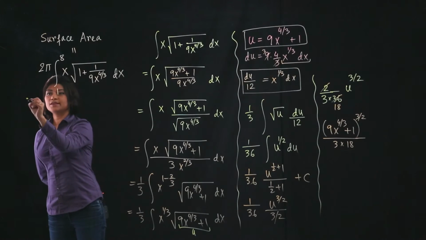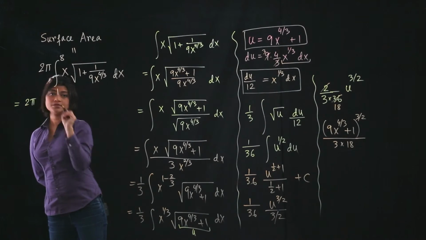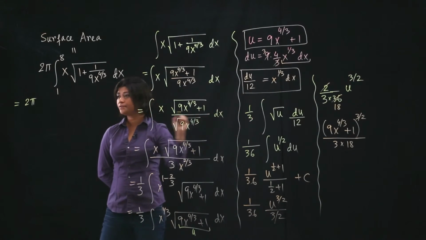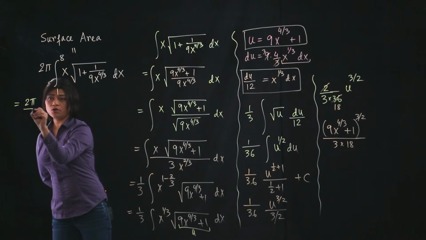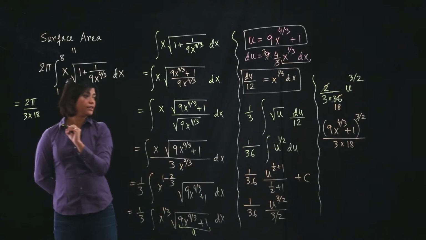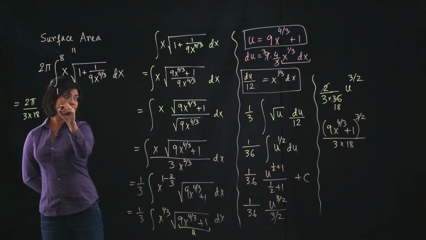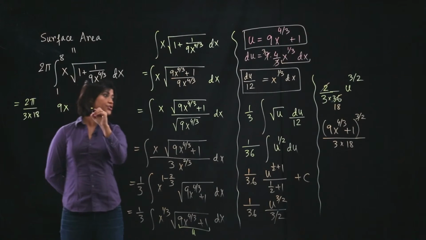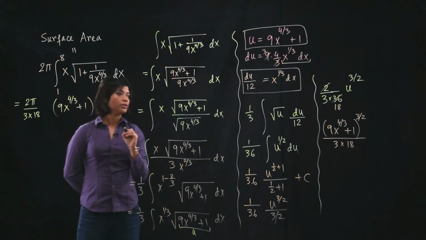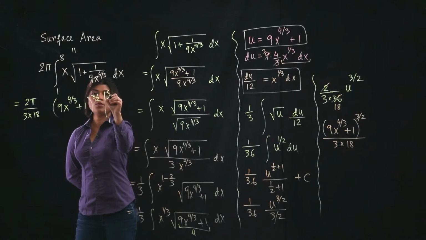All right, so let's come back here. This is our definite integral, remember, and we have a 2 pi as a constant. Okay, and let's see, antiderivative is, let's bring out all the constants. So we have 3 times 18. And then this integral, antiderivative gave us 9x to the power 4/3 plus 1, whole thing to the power 3/2. And we have to plug in 1 and 8.